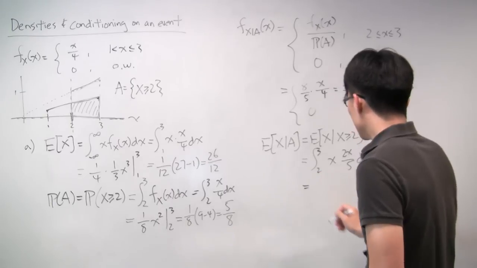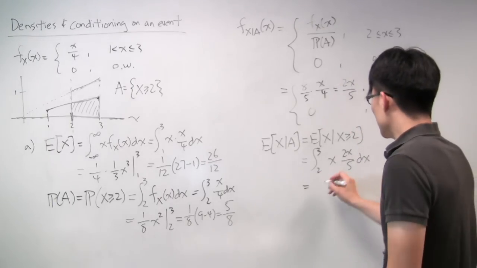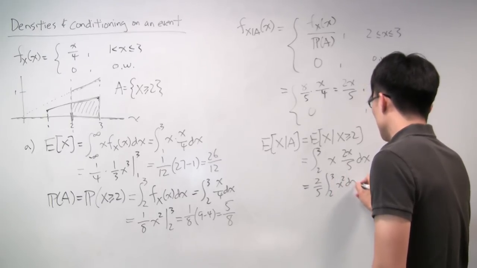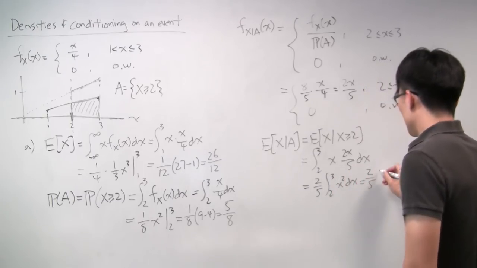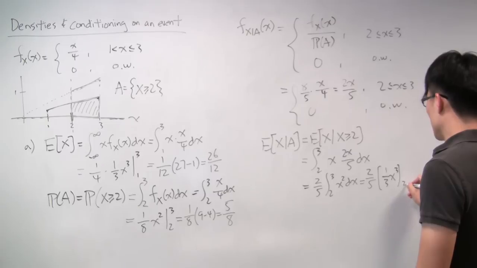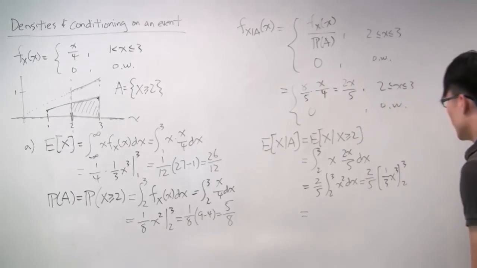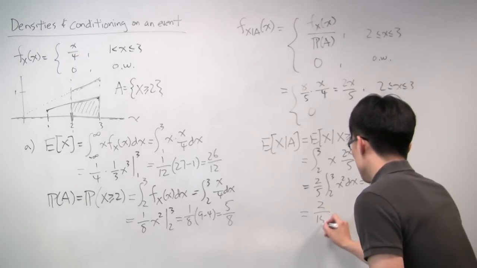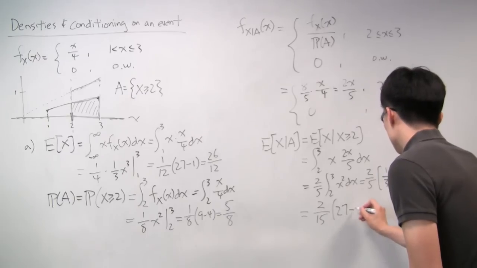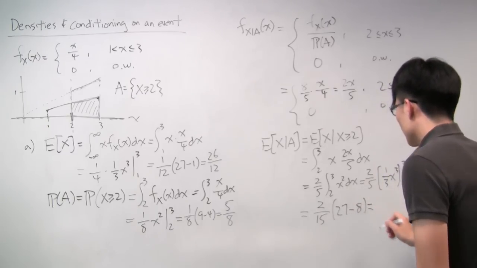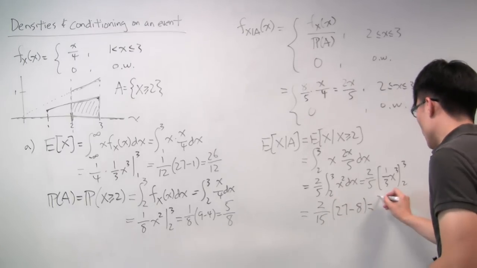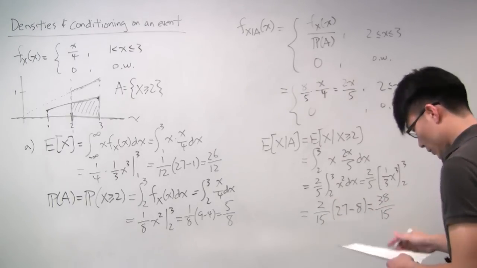All right. So what is this integral? It's 2/5 times the integral from 2 to 3 of x squared. So it's 2/5 times 1/3 x cubed from 2 to 3. So it's going to give you 2/15 of 27 minus 8. So the final answer that you get, 19 times 2 is 38 over 15.